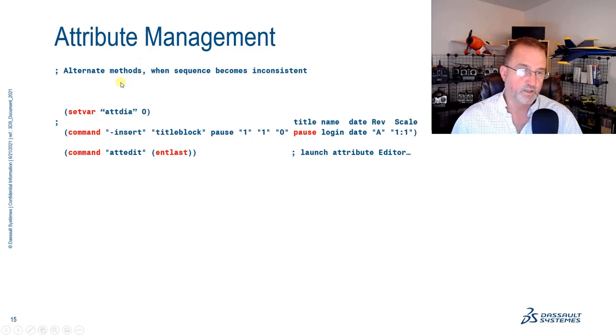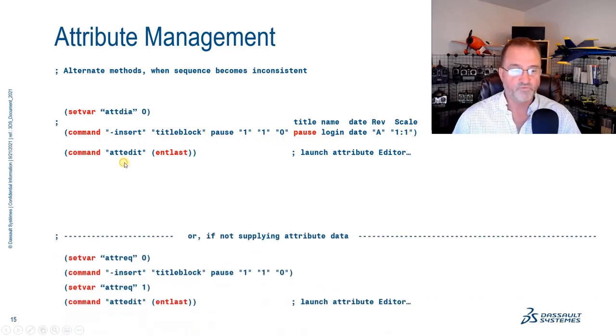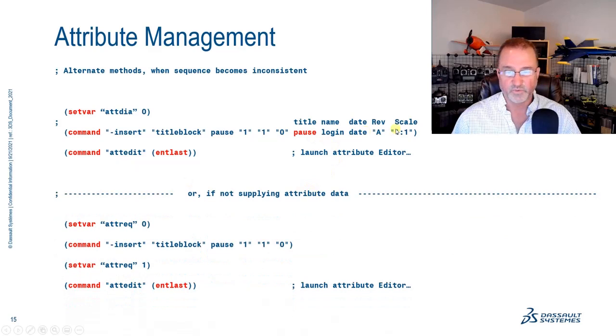So what does that look like? And I did want to talk about this. Now, the sequence that I gave you was we're going to insert and then we're going to put in a prompt for each of those attributes. Now, what if you don't have attribute data and you just want to insert it, but you don't want to have to deal with the attributes? You just want to bring that up in a dialog box. In that case, what you can say is let's turn the attribute request off. Let's go ahead and insert that block. None of the attributes will be asked. Turn the attribute request back on, and then go ahead and launch the attribute editor on the last object created.